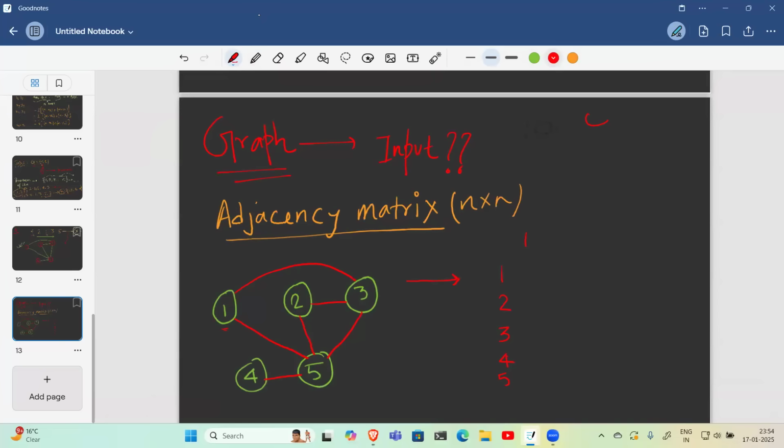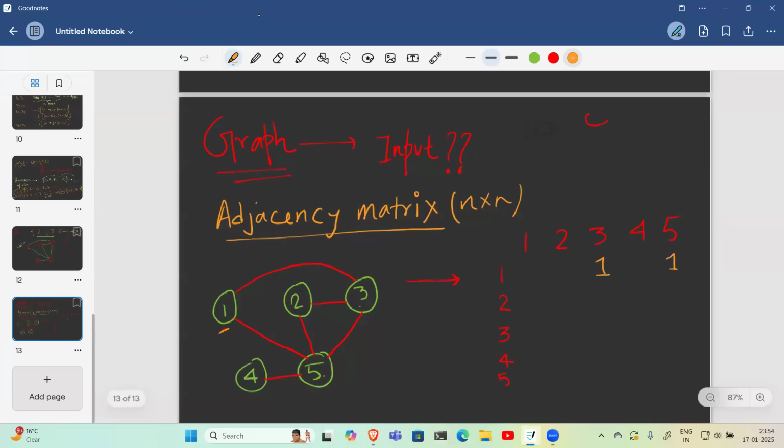Great. So here are the rows 1, 2, 3, 4, 5, and here come the columns 1, 2, 3, 4, 5. Okay. Now you look at 1 and you find out its neighbors. What are the neighbors of 1? 3 and 5. Okay. So at 3 and 5, you write a 1.